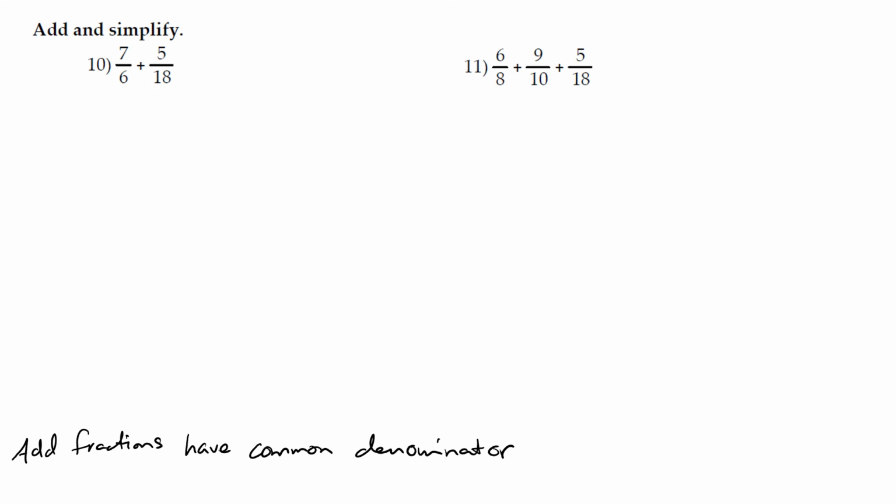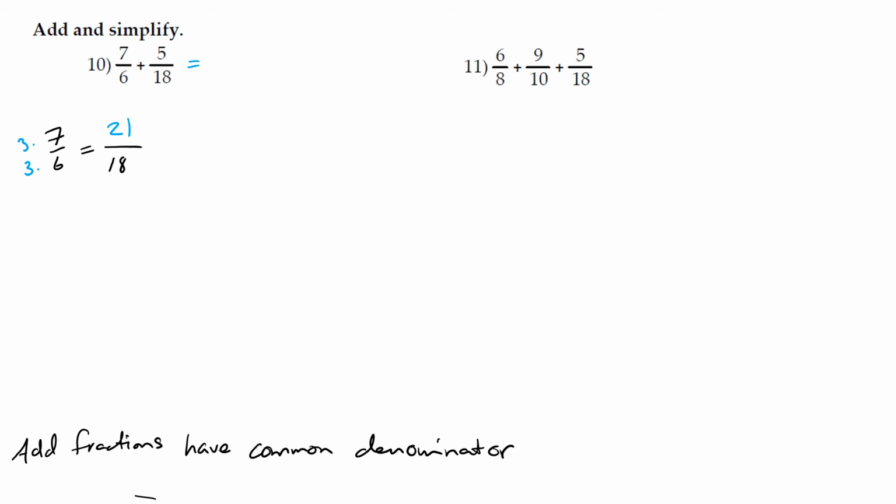Alright, so looking at this first one here, 7 over 6 plus 5 over 18. Well, I can turn 6 into 18, right? So I'm going to take 7 over 6, and that's going to be something over 18. Well, I can multiply the top and the bottom by 3. So to do the bottom, I have to do the top to keep them equal. So this gives me 21 over 18.